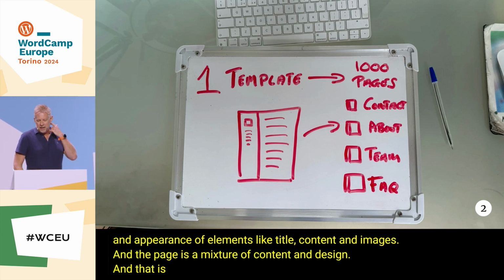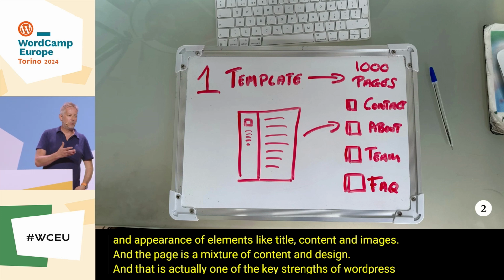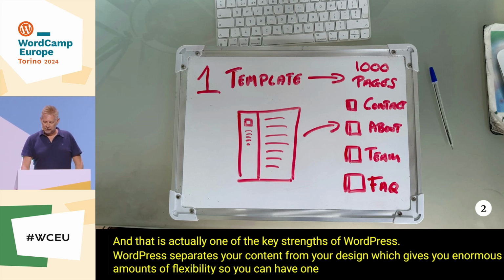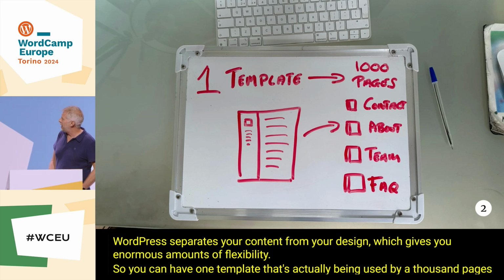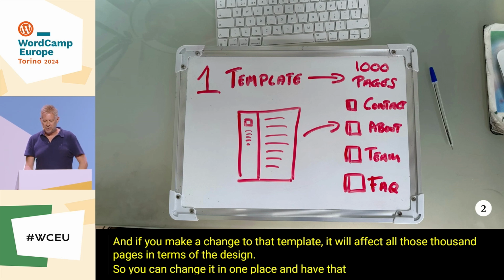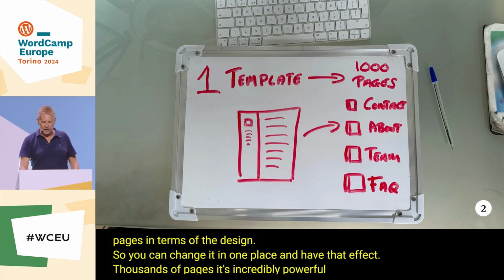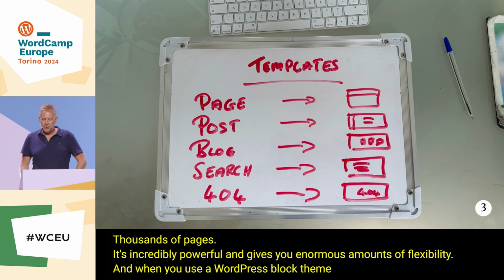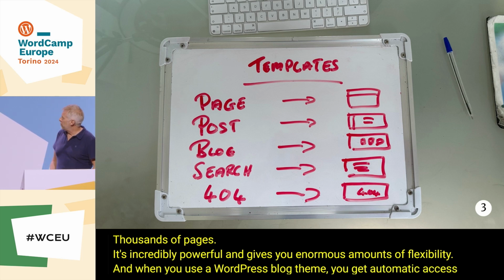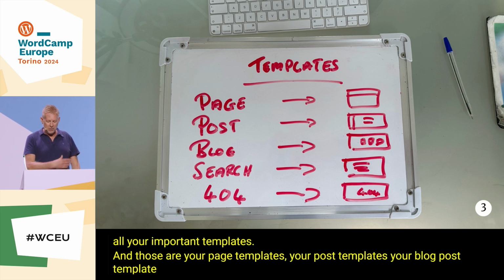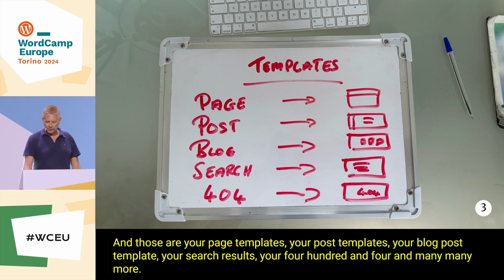And that is actually one of the key strengths of WordPress. WordPress separates your content from your design, which gives you enormous amounts of flexibility. So you can have one template that's actually being used by 1,000 pages. And if you make a change to that template, it will affect all those 1,000 pages in terms of the design. So you can change it in one place and have that affect thousands of pages. It's incredibly powerful and gives you enormous amounts of flexibility. And when you use a WordPress block theme, you get automatic access to edit all your important templates. And those are your page templates, your post templates, your blog post template, your search results, your 404, and many, many more.